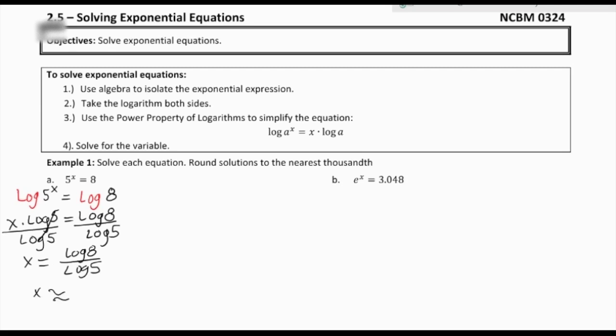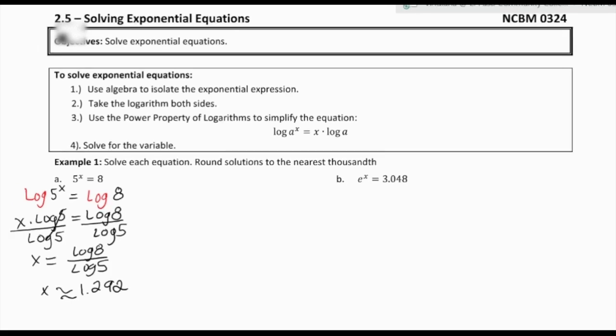Let's check that on the calculator. And that's going to give us 1.292. So this is my final answer. Let's take a look at example B.